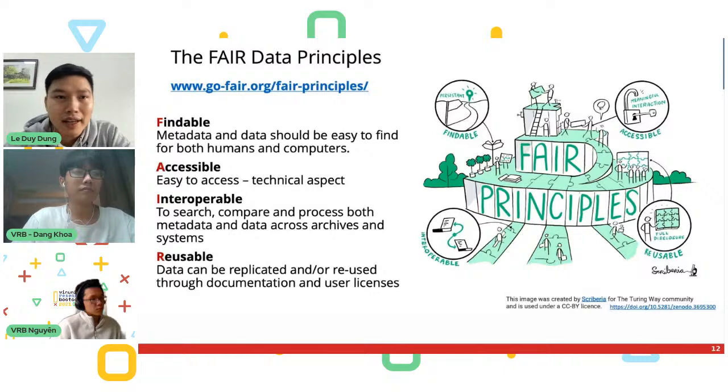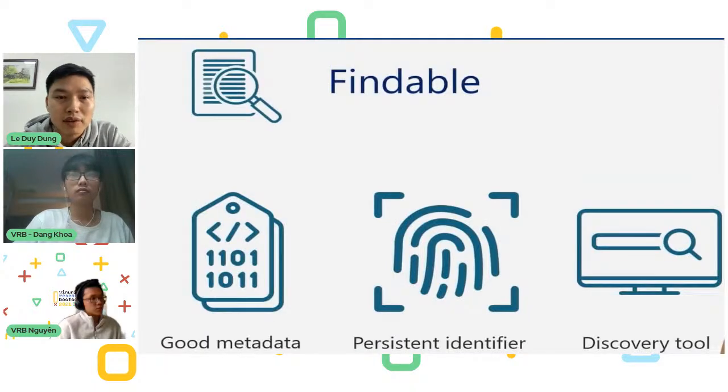Okay, the next slide is the FAIR data principles. When we talk about data management planning, we should describe it following some principles. Here, FAIR is actually the initials of findable, accessible, interoperable, and reusable. So what are those four principles? First is findable.